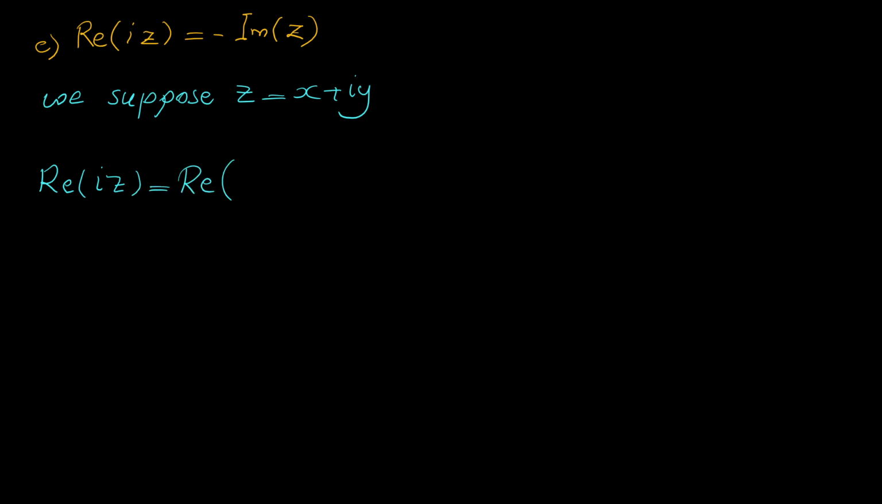What is the real of iz? Real of iz is real of i times z. Z is x plus iy. Multiply i in the bracket. Then you have i times x is xi or ix, it doesn't matter which form you write, ix, plus i times i is i to the 2. i to the 2 is negative 1. So i times iy is basically negative y.